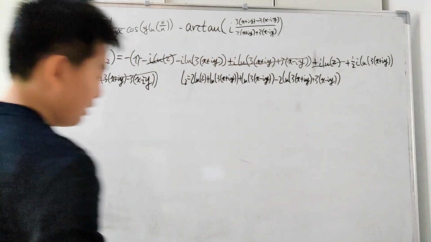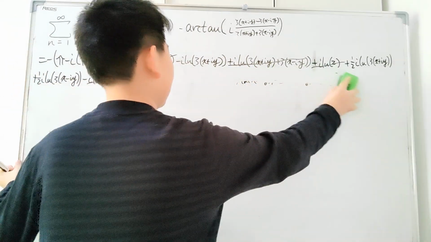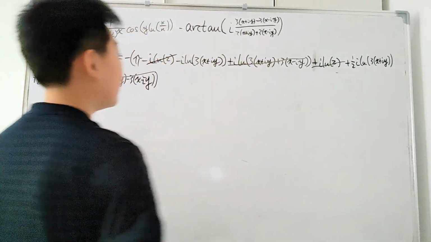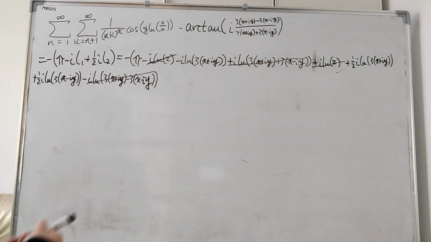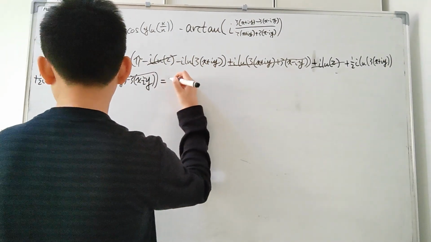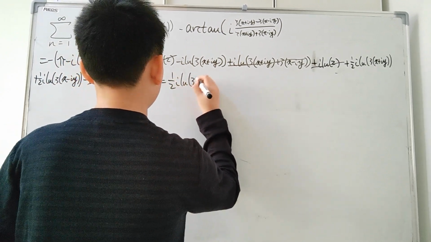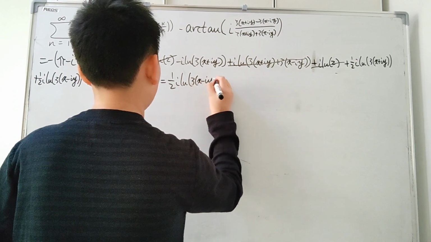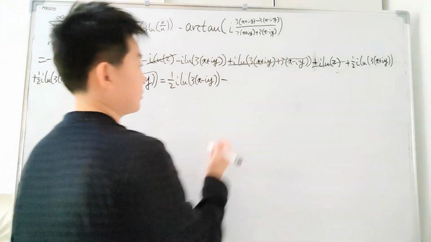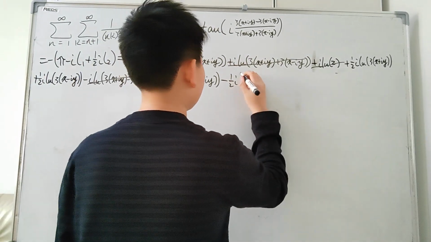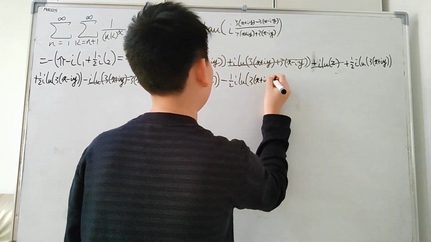Here we have this massive thing canceling out with this massive thing. Like I said, there are a lot of very neat cancellations that just start to happen. And then minus i and this can be combined. So here we have plus 1/2 i natural log of zeta of x minus iy, minus 1/2 i natural log of zeta of x plus iy.